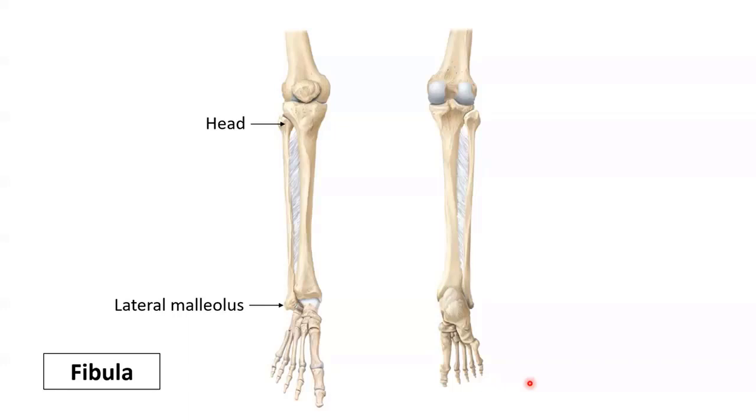We then have a styloid process, which is a slender projection of bone, which serves as a point of attachment for either ligaments or tendons. And we have styloid processes on various bones around the body.